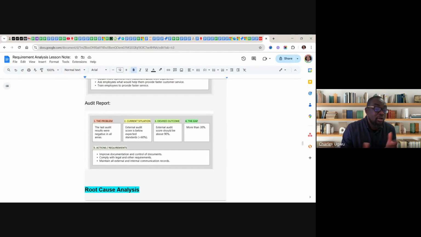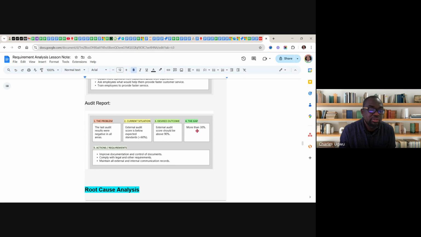So that's it. Audit reports. Another scenario, using gap analysis in an audit. The last audit results were negative in all areas. You see here the problem: the external audit score is below expected. The standard is 60, and the desired outcome is that the external audit score should be above 90. So the gap here is 30%.